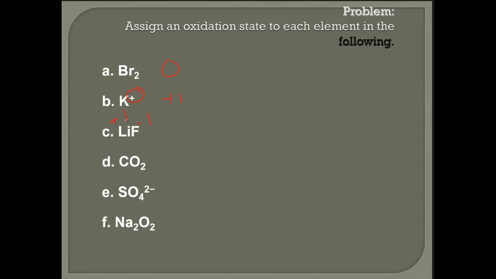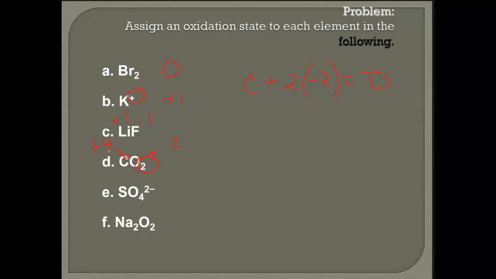So, carbon is what we're going to try to find out. According to our rules, oxygen is always a -2. So we have 2 times -2, because we have 2 oxygens times the charge of oxygen, which is -2. It's a neutral compound, so it's going to equal 0. That means that carbon then must be a +4.